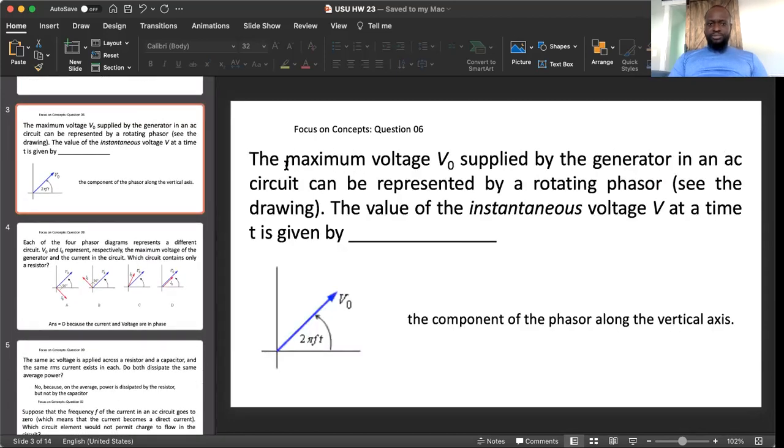These are simple problems. We have to find the maximum voltage supplied by the generator in the AC circuit, which can be represented by this drawing. So the instantaneous voltage at this time, in this phasor diagram we have here, the instantaneous voltage is just the Y component at this point. So it is the phasor component along the vertical axis. This is just voltage and current.